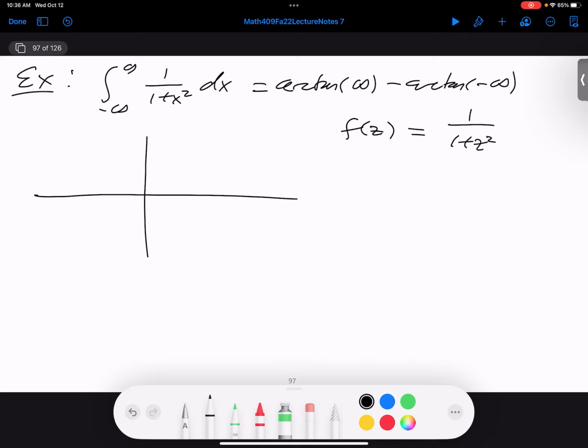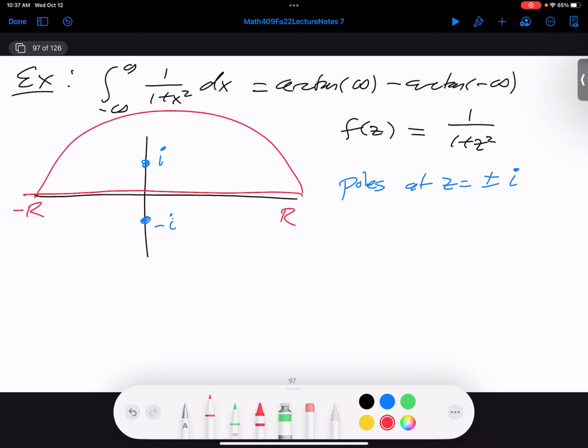Where does 1 over 1 plus z squared blow up? So for what values of z is 1 over 1 plus z squared undefined? i and what else? Negative i. So it has poles at z equals plus or minus i. So here's i, here's minus i. And so what I want to do is evaluate the integral along the real line. What I'll do is I'll go from minus r to r, and I'm going to take a giant semicircle like this.